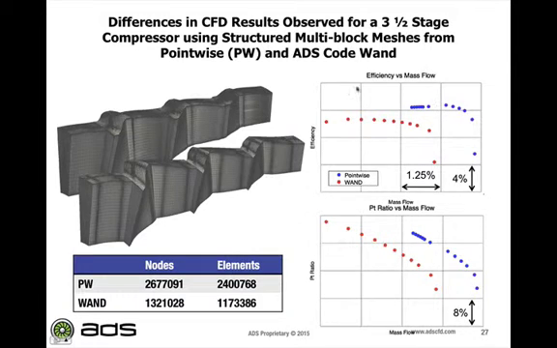Okay, when we first started this, our expectation was that the results would be relatively close. But what we found was quite surprising. First, given the same geometry and all the same features being modeled, the user's mesh, the Pointwise mesh here in blue, and the wand mesh, the speed lines for both were quite different. There was at least a 2% difference in efficiency and a 1.25% difference in flow rate.